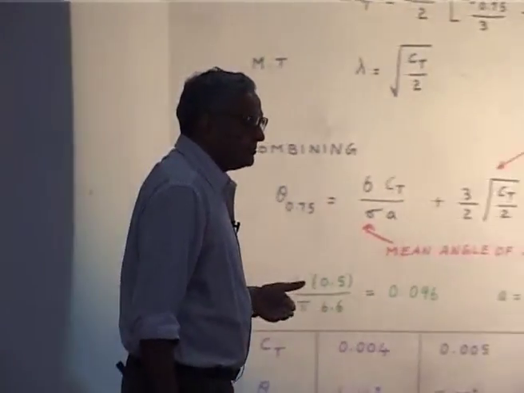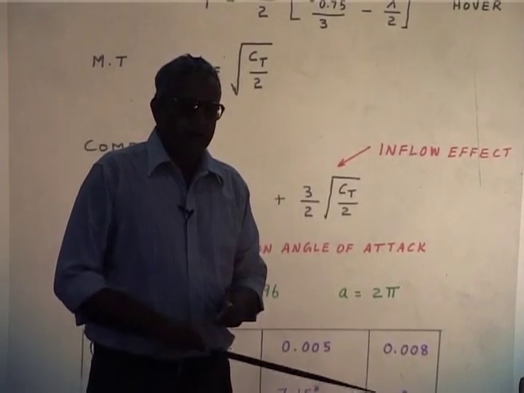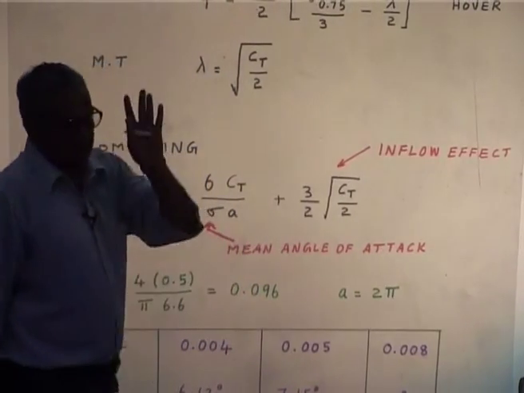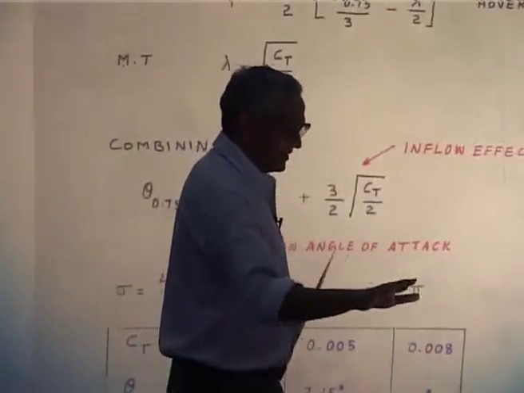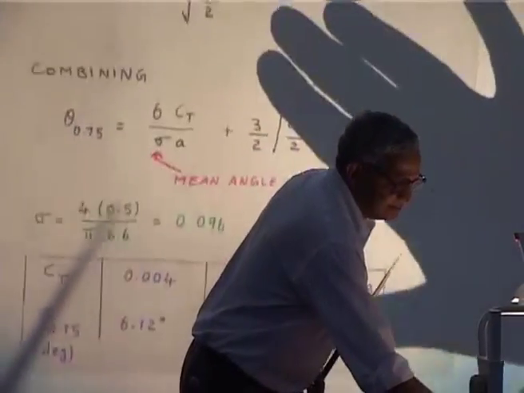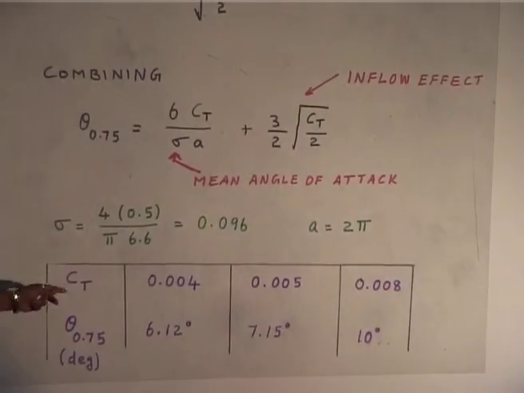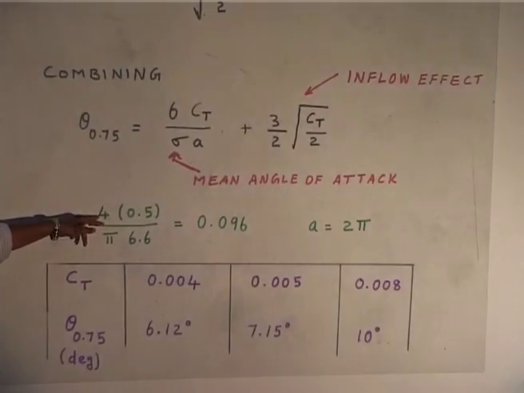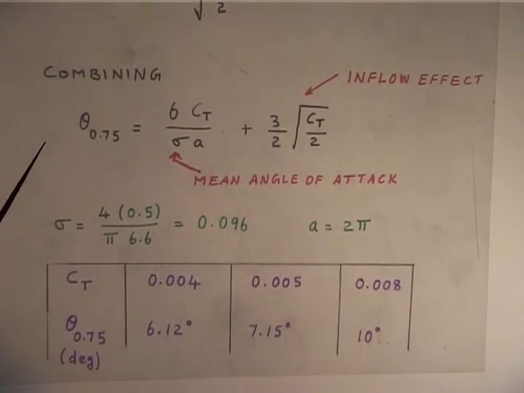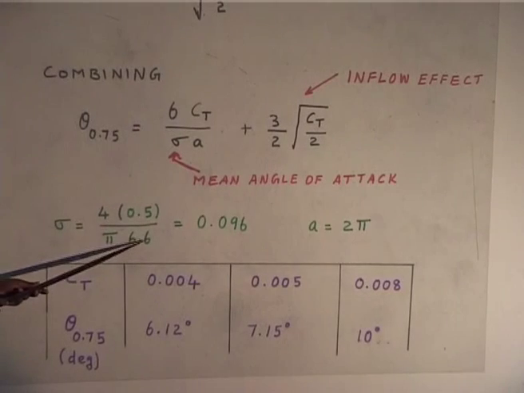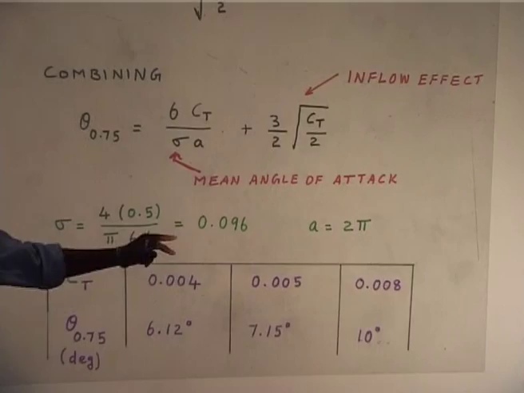But now we will learn about how to get non-uniform inflow. Just for reference, I took a realistic rotor, with n, the number of blades, equal to 4, 0.5 the chord, and radius 6.6. So, N c over pi R is constant.